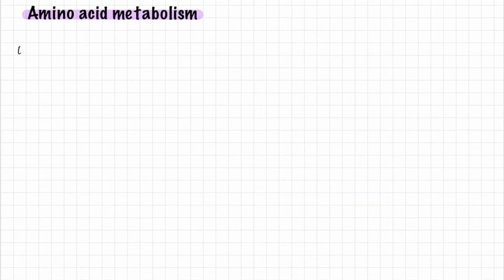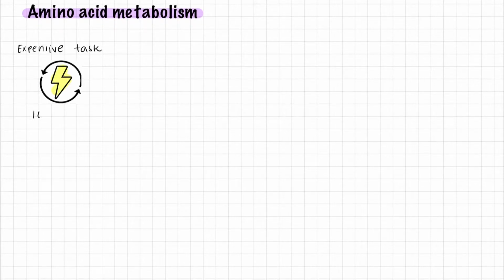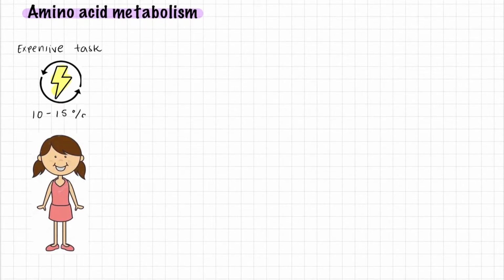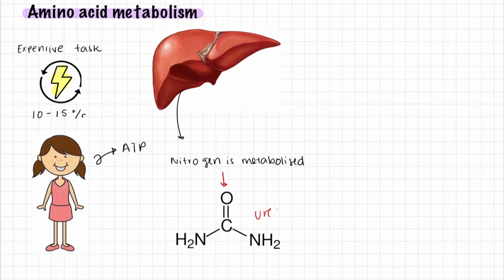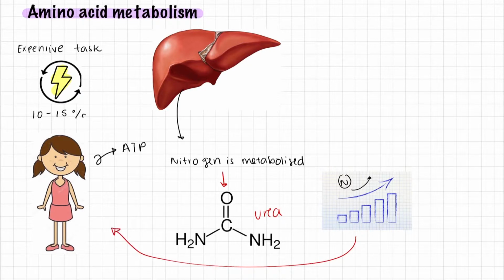The catabolism of amino acids is an expensive task for our body to do, talking in terms of energy. This process accounts for 10 to 50% of humans' body energy production. The liver is the major site where nitrogen is metabolized and excreted via transamination and deamination in order to form urea. Because of the amount of nitrogen produced, the metabolism of this element can be potentially toxic for us.